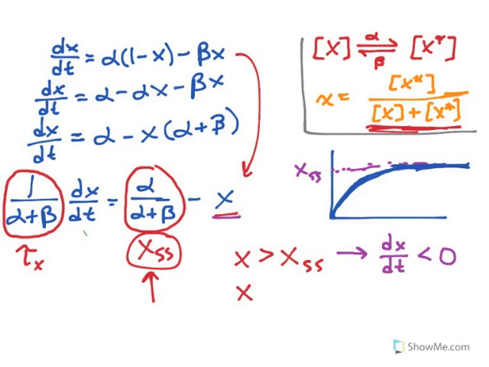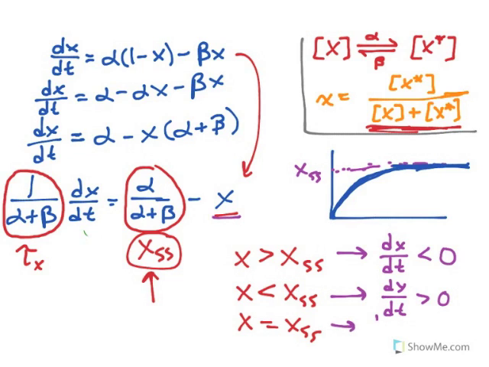And conversely, if x is less than xss, then dx dt is greater than 0. So in this case, x would be, again, getting closer to the steady state value of x. And it goes without saying that if x equals xss, then dx dt equals 0.